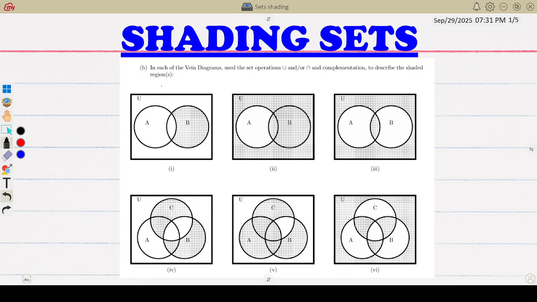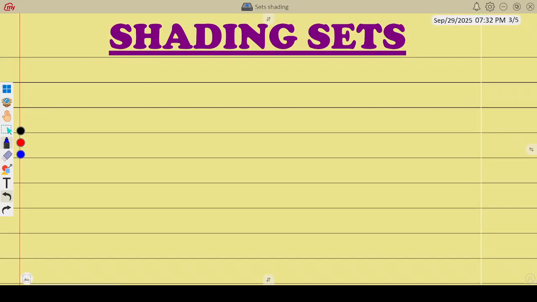Let us practice together on how you can describe the shadings here. In the previous lesson, we talked about the basics of shading under set theory, and here we're going to practice on more examples, so we can start.